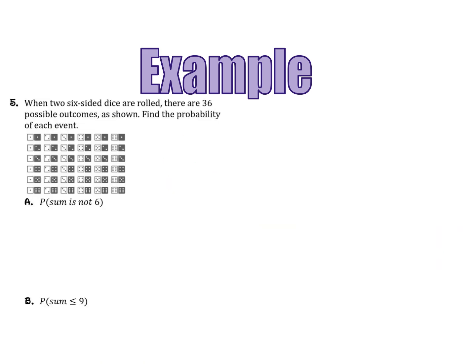All right, when two six-sided dice are rolled, there are 36 possible outcomes, which are shown so you don't have to create the sample space. I'm going to encourage you to pause the video and work through example 5 on your own, and then unpause the video and see how you did. Then we'll move into our last topic for this video.